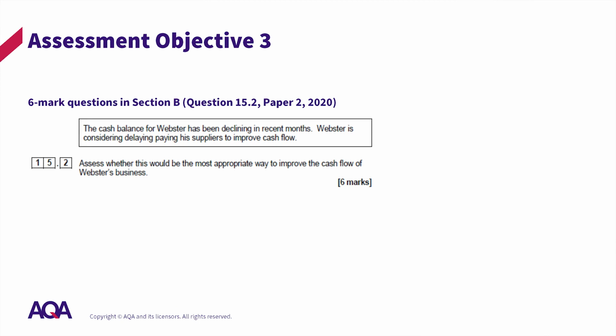In the example on screen from Paper 2 in 2020, the computational question was to prepare a cash budget, and this developed to the 6-mark AO3 question, which gave a short scenario regarding how cash flow could be improved, and then asked students to assess whether this would be the most appropriate method.